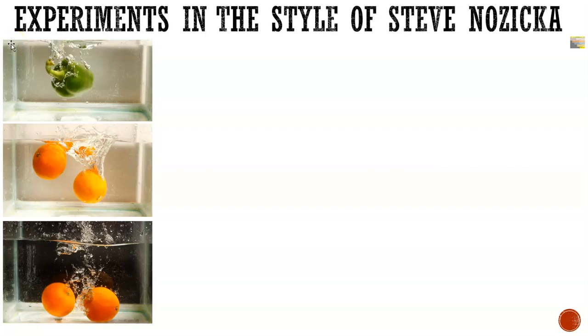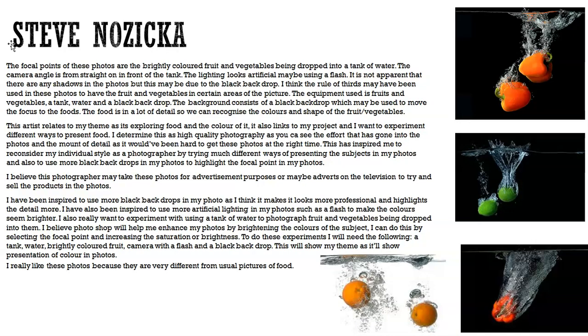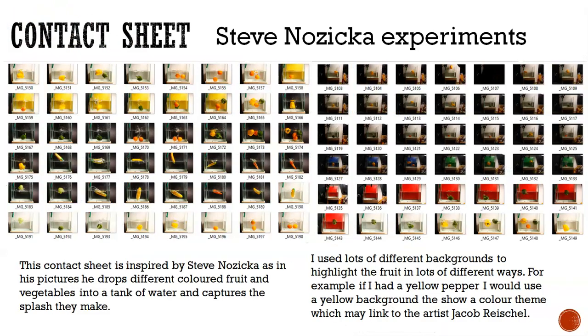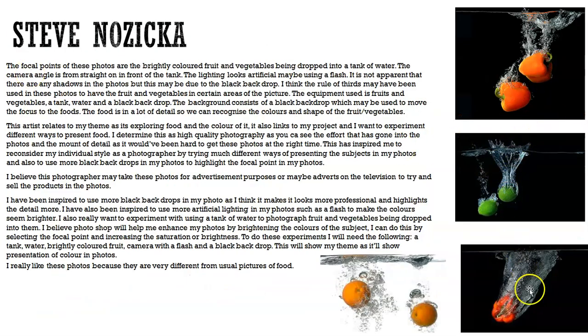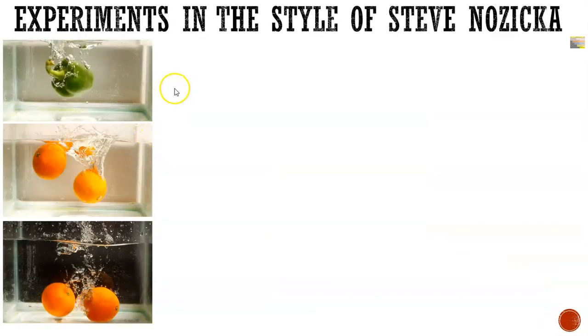This project was called Choice of Colour, and the student in question chose to focus on food. Here's her mind map. She completed four very nice pieces of research. There's one here by this artist, and then amongst other things she completed a contact sheet on this artist. So we can see here the artist drops fruit and vegetables into water, so in her contact sheet she has done that.